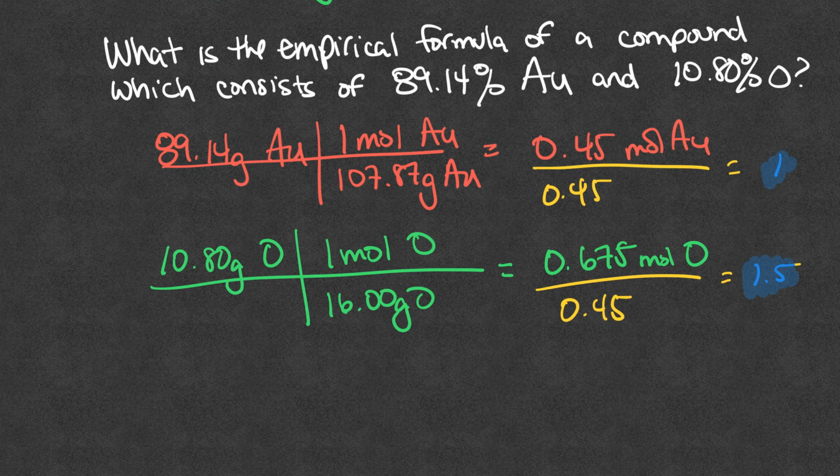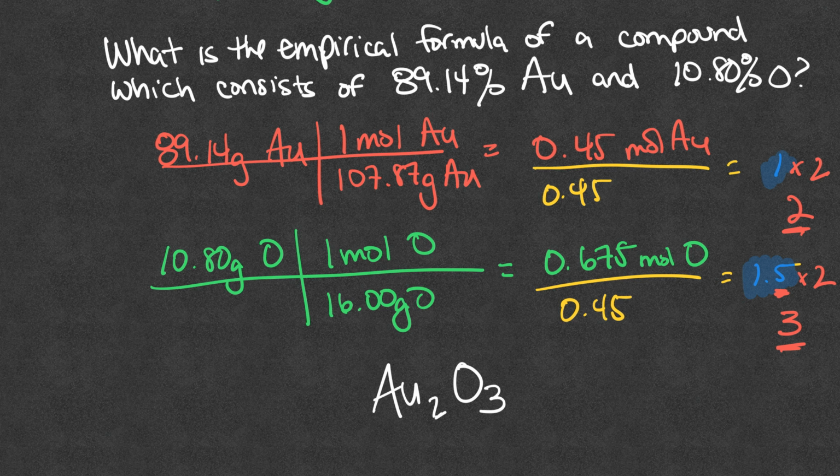So what we're going to do is multiply by another number that gets this ratio to be a whole number. Since it's 0.5, anything that ends with a 0.5 you can multiply by 2. If you multiply this by 2, then we get 3. What you do to one, you do to the rest, so we multiply this by 2 as well, and we get 2 here. So here are the subscripts to our chemical formula. Our answer in this case would be Au2O3. And that's our answer.